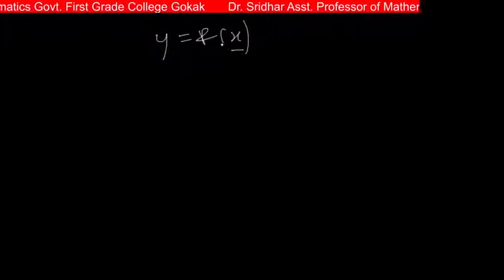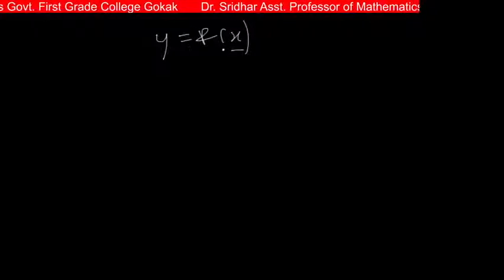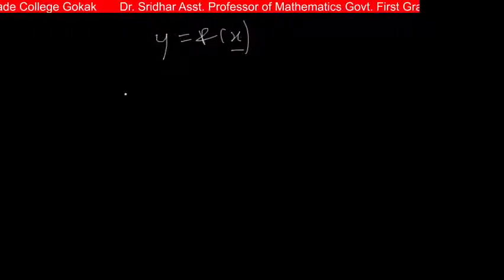Say that is y is equal to f of x. Here there is only one variable, that is x. So y depends on only one variable, x. It is known as a function of only one variable. In that we studied the limit and continuity of a function of one variable.